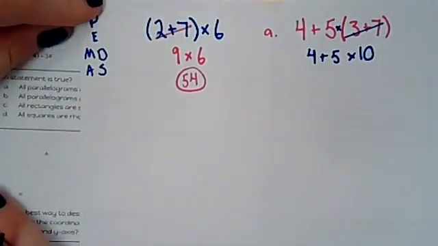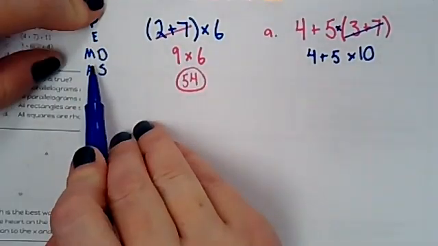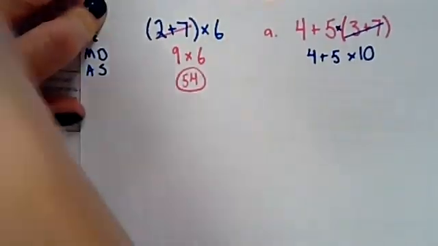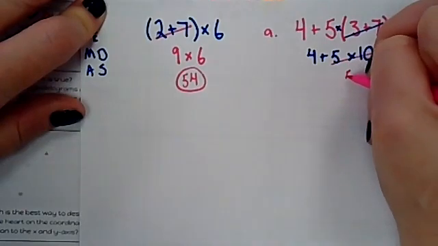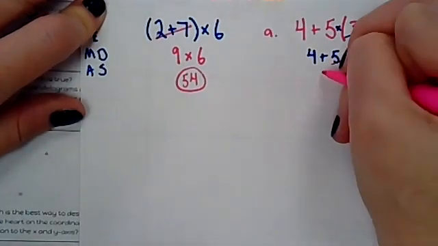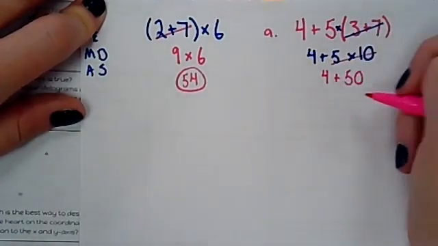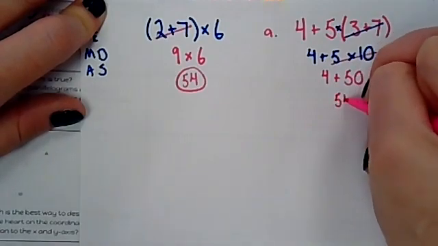Now what comes next? Well, we don't have any exponents, so we're going to do multiplication and division first. So now mark out 5 times 10 and write 50, because 5 times 10 is 50. Then you've got 4 plus 50 is 54.